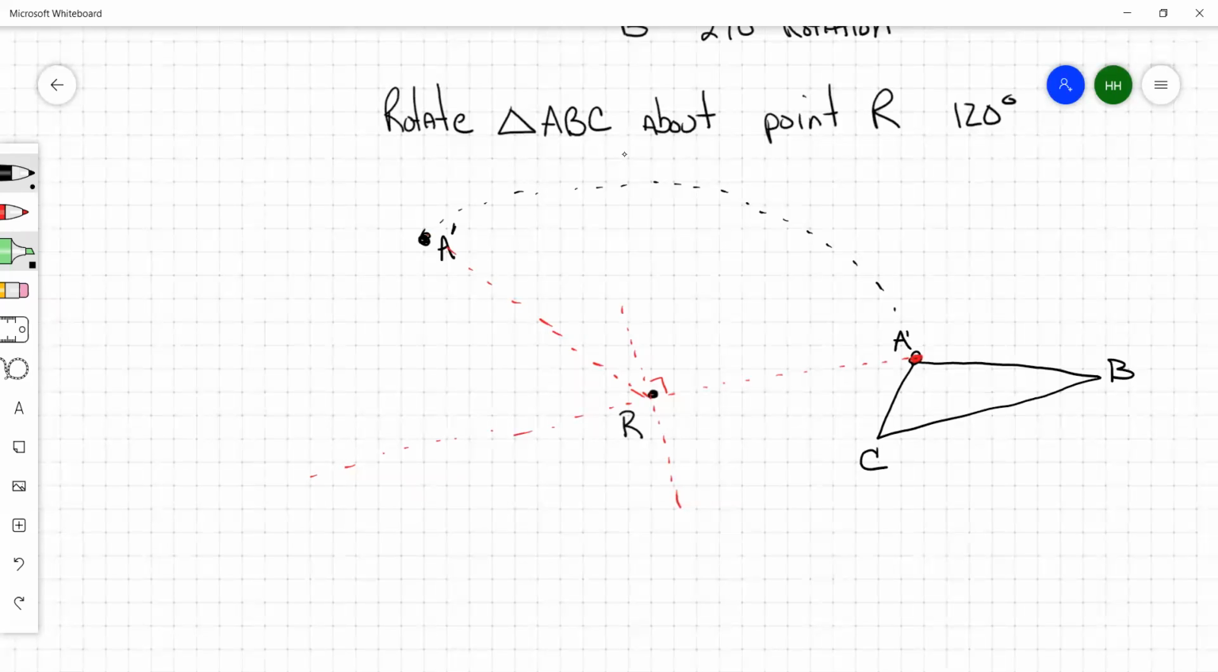Let me do the same thing with C. Point C. We sketch a line, all right?